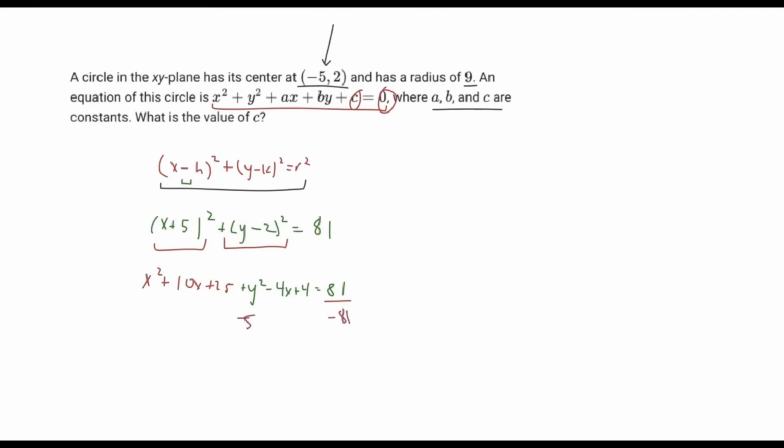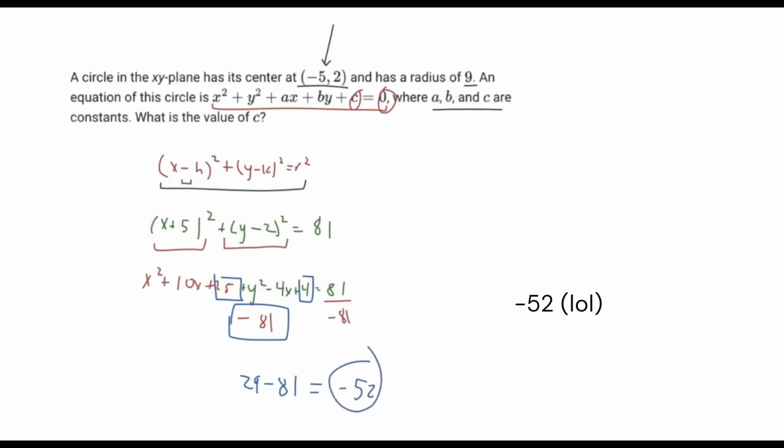Boom, boom, boom. And then once we subtract 81 on both sides, we just want to combine like terms. We have a positive 25 here, a positive 4 here, and then a negative 81 here. So here we just have 29 minus 81. And 29 minus 81 will give us a value of negative 54. And therefore we can determine that the value of c here is just going to be negative 54.